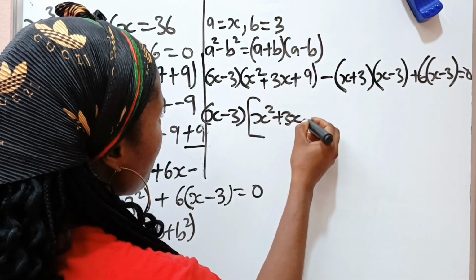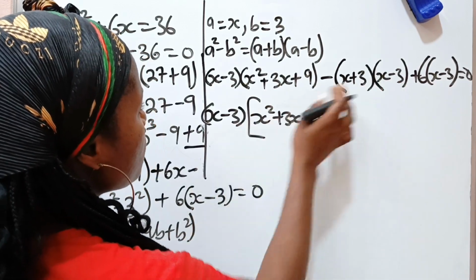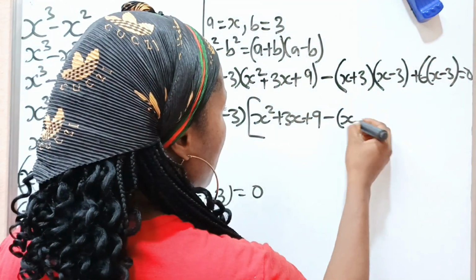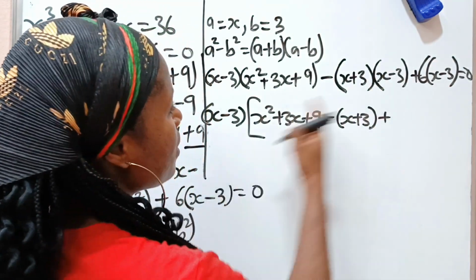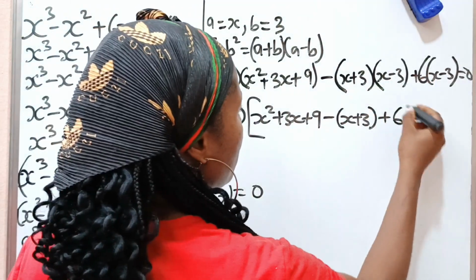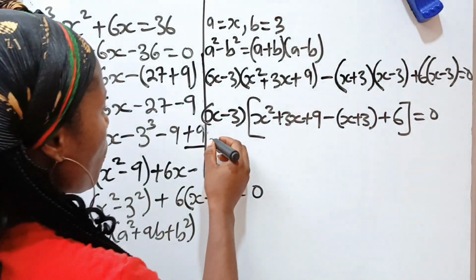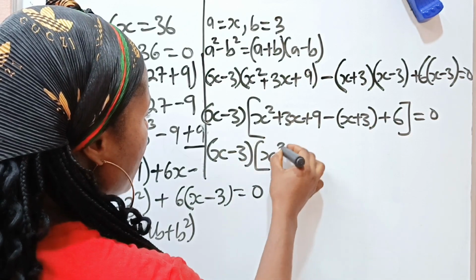x squared plus 3x plus 9 minus, when this is divided by this, this will cancel and x plus 3 will remain. So we have bracket x plus 3, then plus, when this is divided by this, this will cancel and 6 will remain. All this is equal to 0. So we have x minus 3 into x squared.